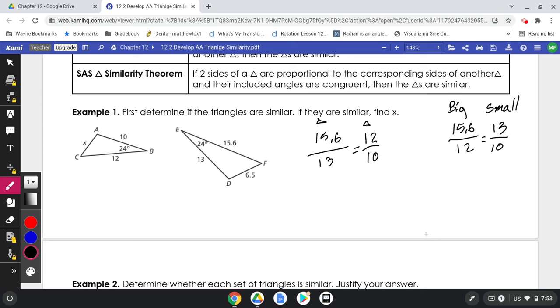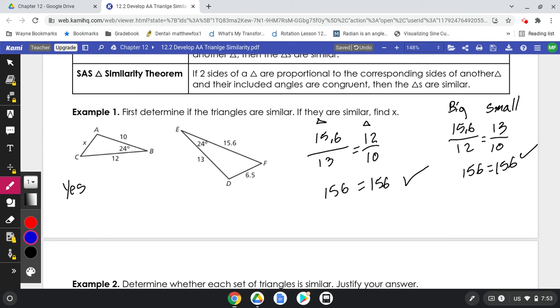Either way, when we cross multiply, we'll get the same thing. 15.6 times 10 is 156. 13 times 12 is also 156. Meanwhile, on this one, 12 times 13 is also 156. So either way, it works. And if that is the case, we know they are similar.